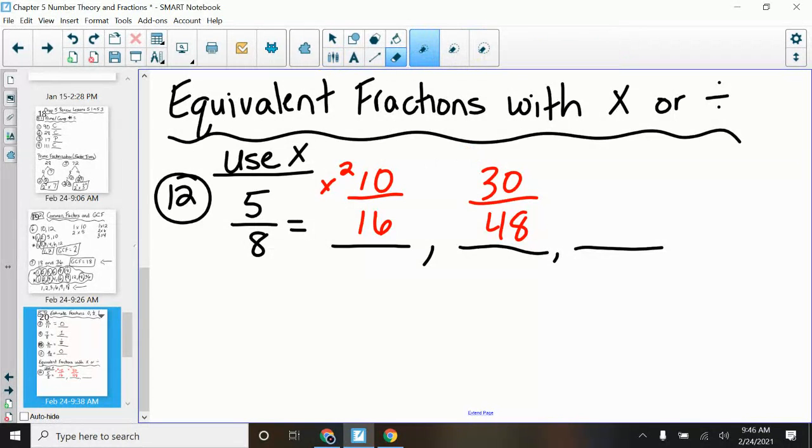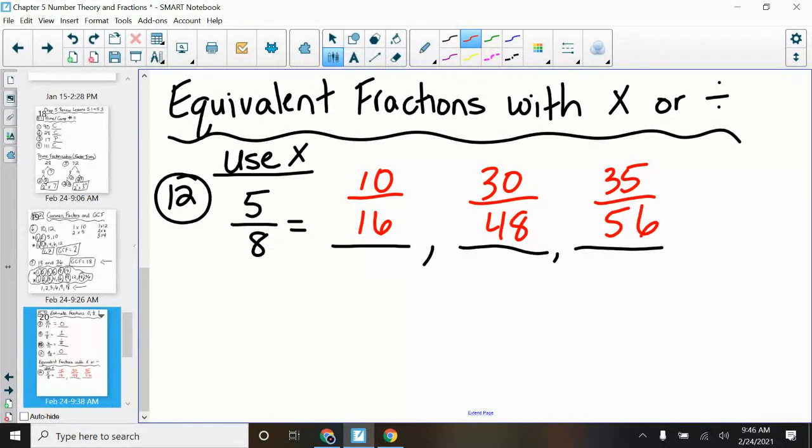All right, so tell me what I would get if I multiplied each by 7. You get 35 from 5 and then 56 from 8. Excellent. Very good. There we go. 3 equivalent fractions. Okay, we're done. So how do y'all feel with that? All right, let's do one with division.